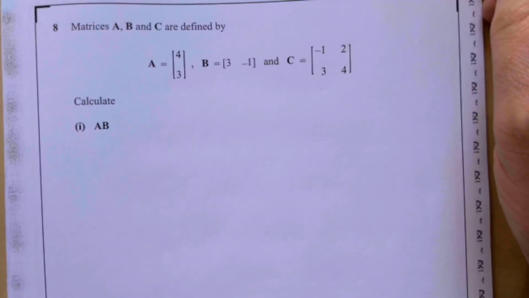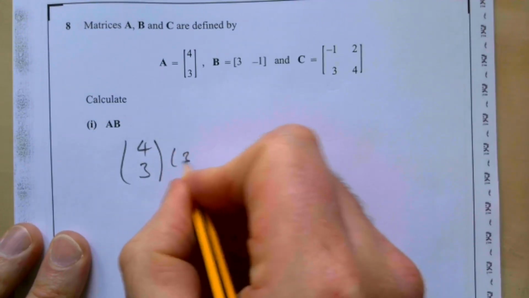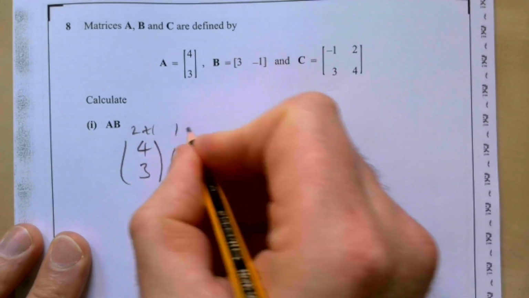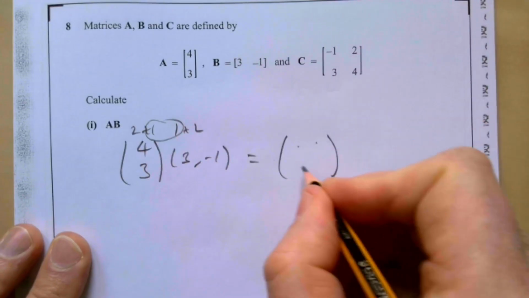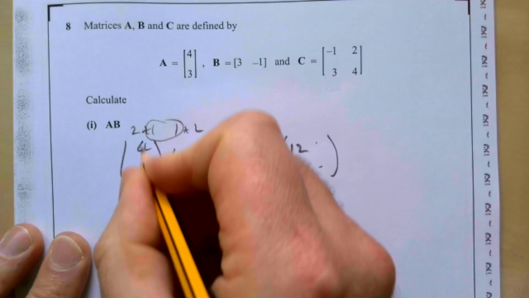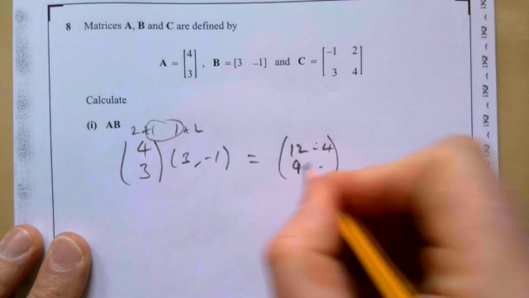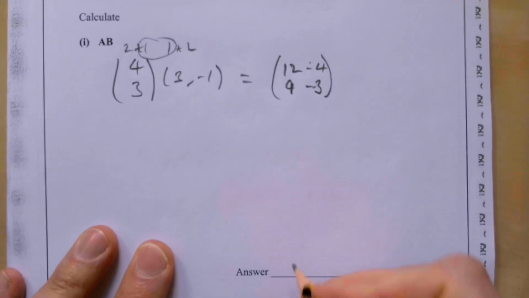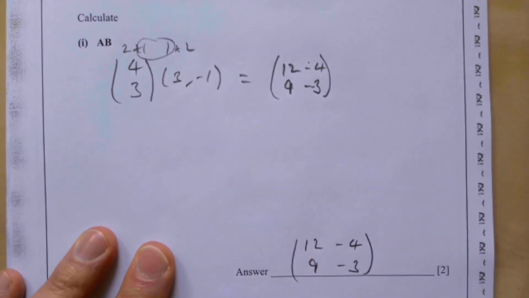Matrices A, B and C are defined by this, and this. Calculate AB. So that's going to be (4, 3) upon (3, minus 1). So just need to be careful here. This is a 2 by 1 and that's a 1 by 2. I can multiply them and the result then is a 2 by 2. So that's going to then be 12. That's a 4 times 3. 4 times minus 1 is minus 4. 3 times 3 is 9. 3 times minus 1 is minus 3. So my answer to this then is 12, minus 4, 9, minus 3.